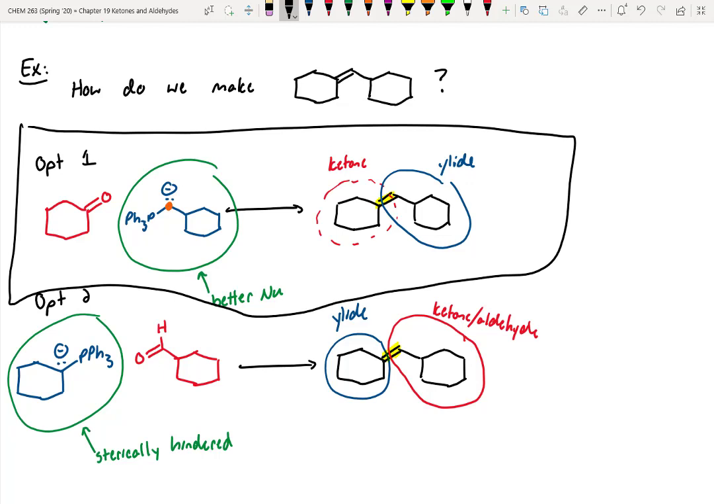All right, so that's where we're going to stop right now. When we come back, we'll take a look at the Baeyer-Villiger oxidation and then wrap up this chapter.